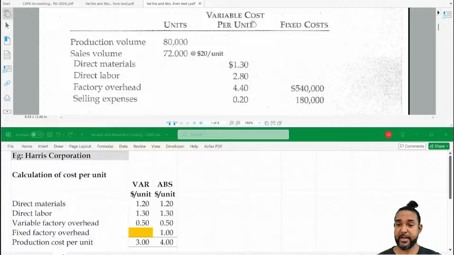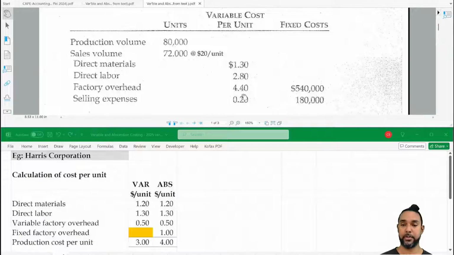Now they kindly gave us the variable cost per unit. Direct materials is $1.30. Direct labor is $2.80. Variable factory overhead is $4.40, and selling expenses 20 cents. They include that because they want us to do the income statement eventually, and that will form part of the income statement because it is an expense. Now we also have a column for fixed costs. Fixed factory overhead is $540,000, and fixed selling expenses total $180,000.